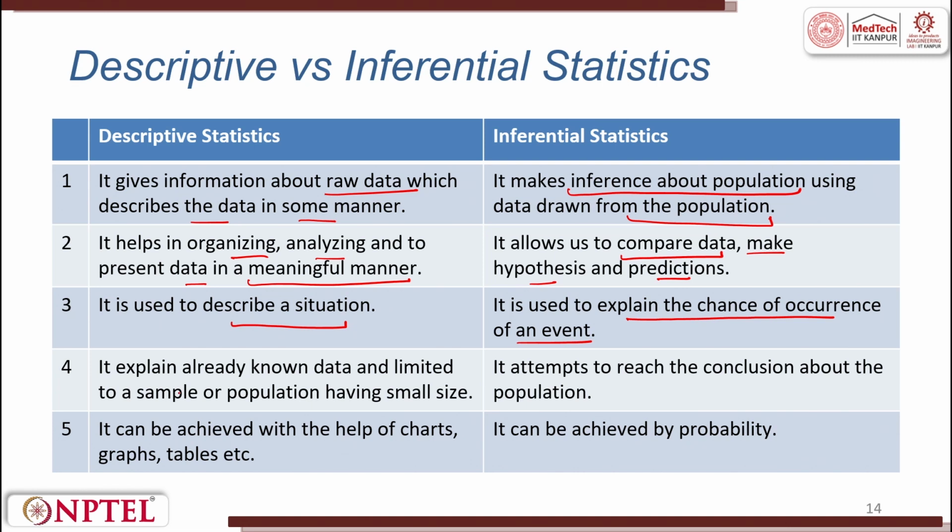Descriptive statistics explain already known data limited to a sample or a population having small size. However, the attempt of inferential statistics is to reach a conclusion about the population. The descriptive statistics work can be achieved with the help of charts, graphs and tables, made only to describe what kind of data it is. In inferential statistics, probability is always used.